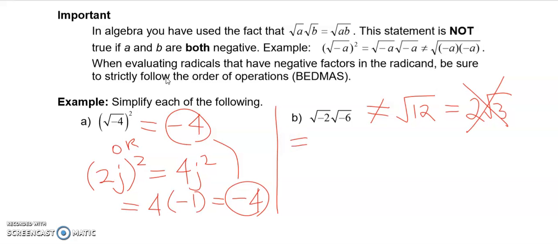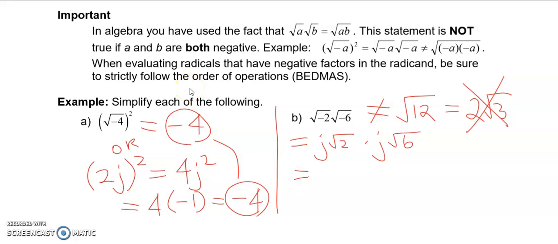That is the incorrect answer. Instead, what you need to do is write each of these numbers first as imaginary numbers. So the square root of -2, of course, you can break that down into the square root of -1 times the square root of 2. So that becomes j root 2 multiplied by... do the same thing with the square root of -6. Think of that as j times root 6.